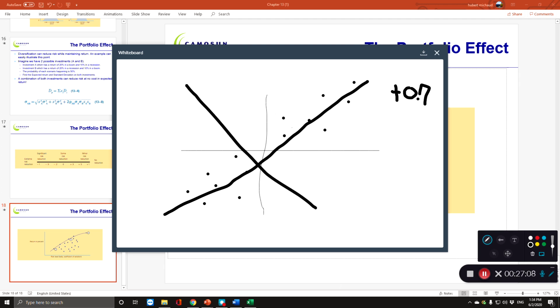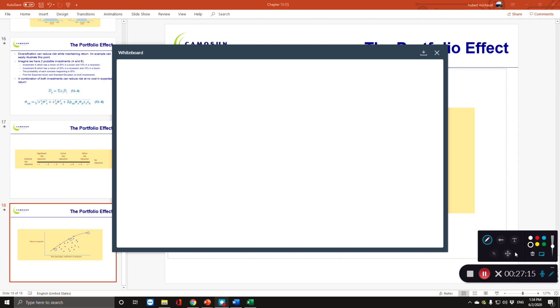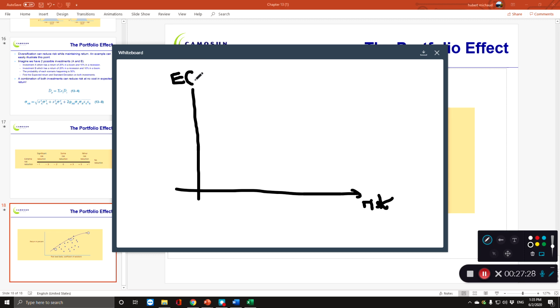So where I started, let's get back to the beginning with all this. Where I started is I can draw these 3 points. I could put the risk here, either standard deviation or beta. I could put the expected return here. And I have my two securities, BMO here and Bombardier here.